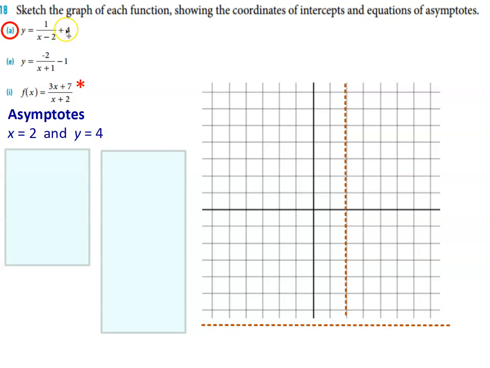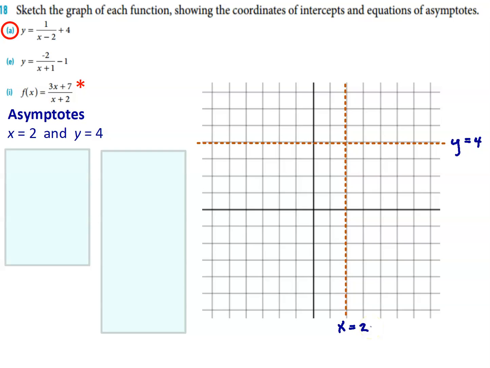And because we move the whole graph up, the y-asymptote is y equals 4. Let me count that. 1, 2, 3, 4. Yep. So there's my two asymptotes in place, and I'm going to write the equations next to those. So this is the equation y equals 4. And this one is the equation x equals 2. So that's step number 1.